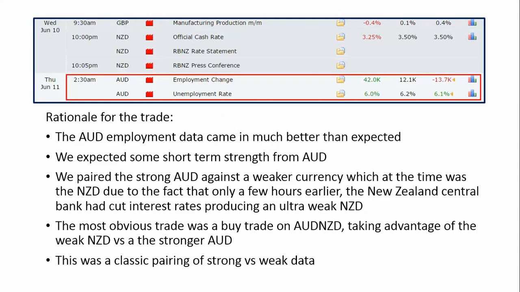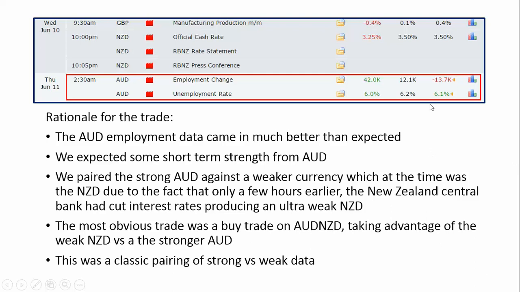So here we see that on Thursday, June the 11th, at 2:30 in the morning. So if you're in the Asian session, trading in the Asian session, you'd have been able to take advantage of this trading opportunity, whilst the previous example took place in the North American session. So the rationale for the trade: the Aussie employment data came in much better than expected.